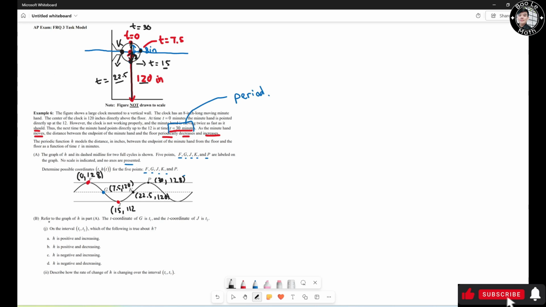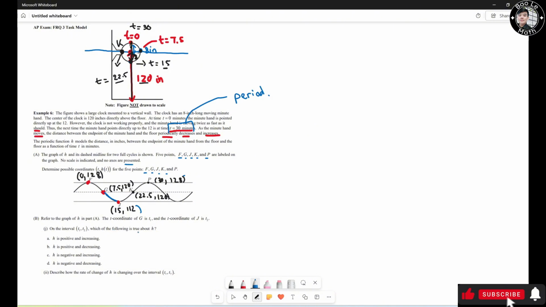Now, question B. Refer to the graph of the function h. In part A, the t-coordinate of the point G is t1, and the t-coordinate of the point J is t2. On the interval t1, t2, point G is right here and point J is going to be right here. So the interval is from 7.5 to 15.